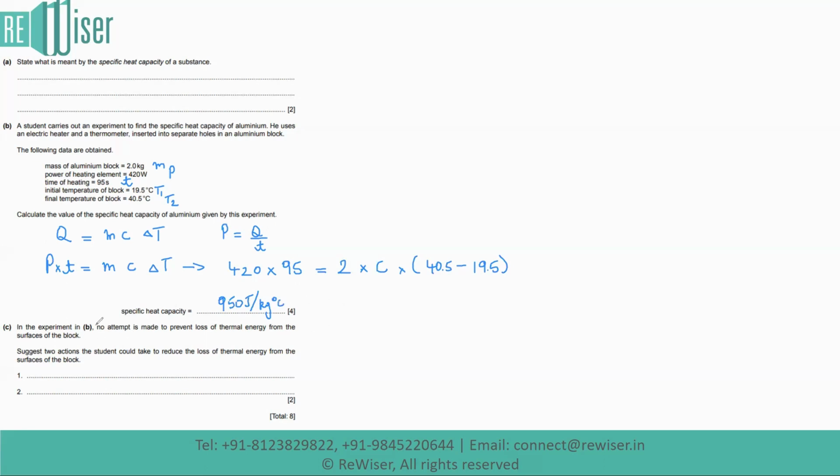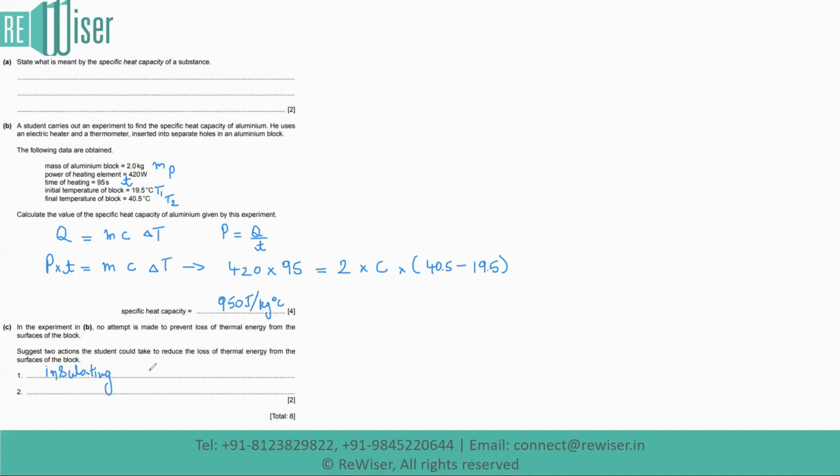In the experiment in B, no attempt is made to prevent loss of thermal energy from the surfaces of the block. Suggest two actions that the student could take to reduce the loss of thermal energy from the surfaces of the block. The first precaution that the student can take to prevent loss of thermal energy is by insulating the container which contains the aluminum block so that no heat is allowed to escape the system.